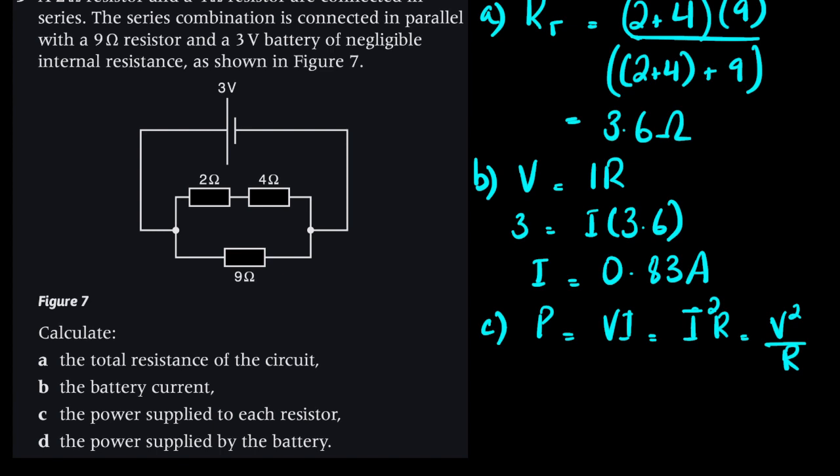So for example, if I start out with the 9 ohm resistor, if I'm finding the power supplied to the 9 ohm, I can just use V squared upon R because I know that the 3 volts appears across it and its resistance is 9. So 3 squared upon 9. So this is 9 upon 9. This is 1 watt.